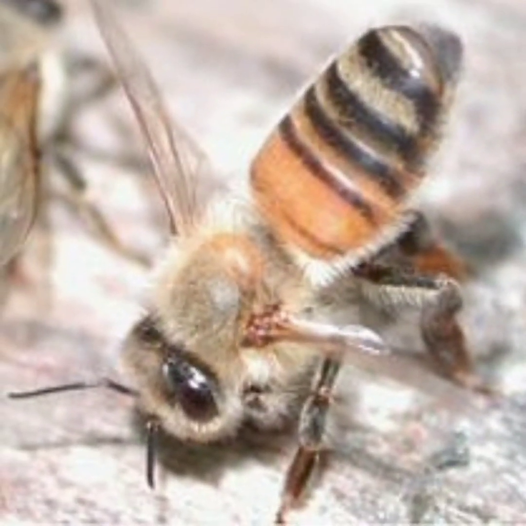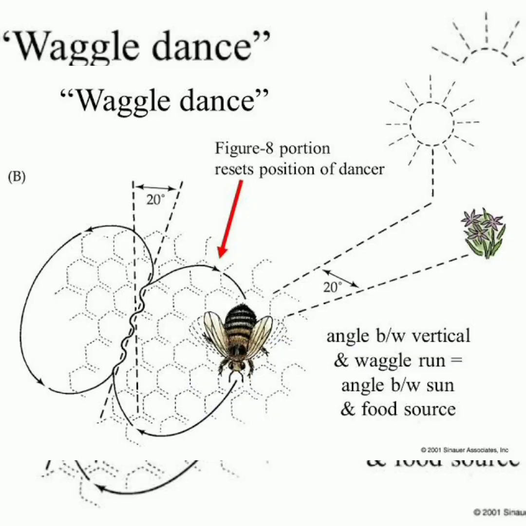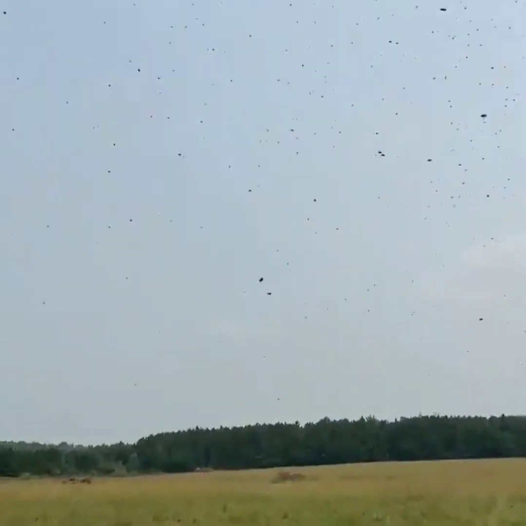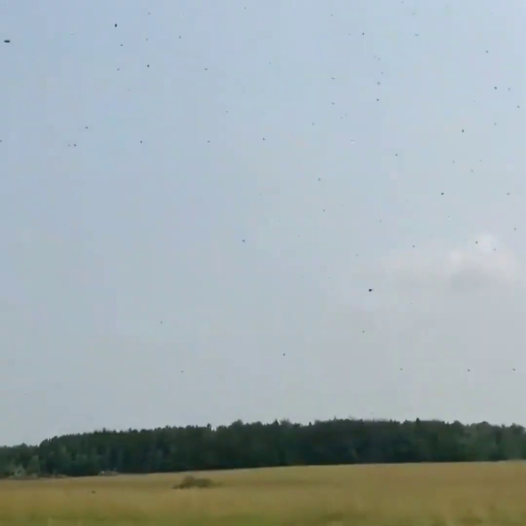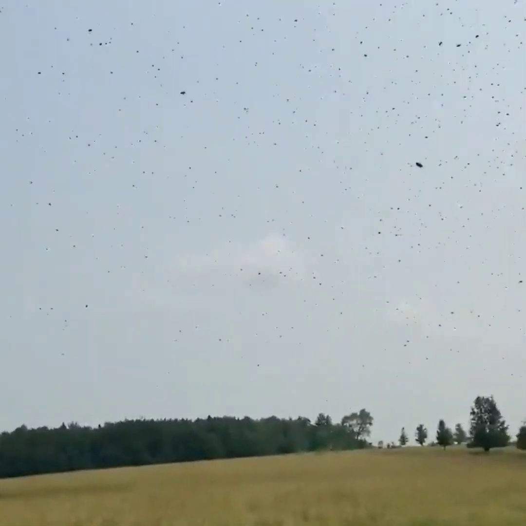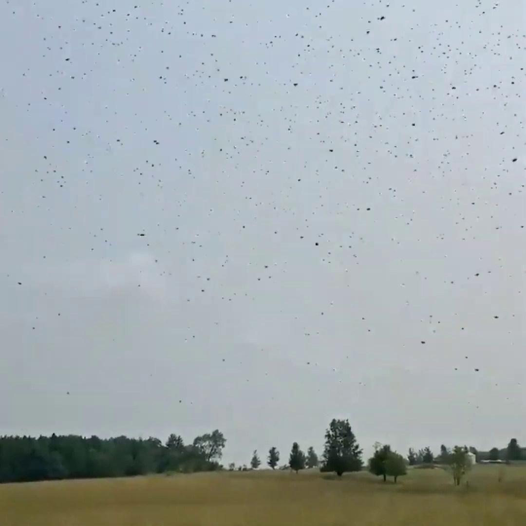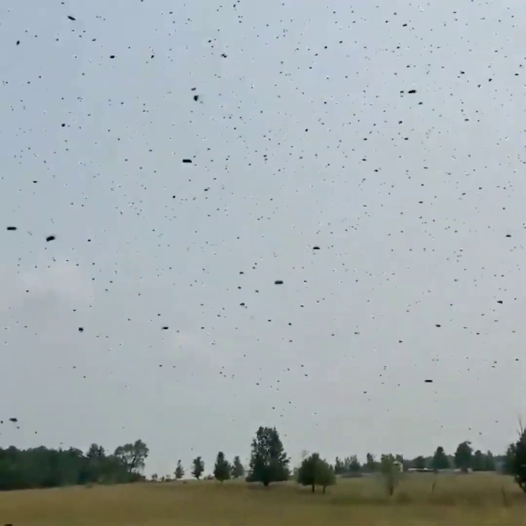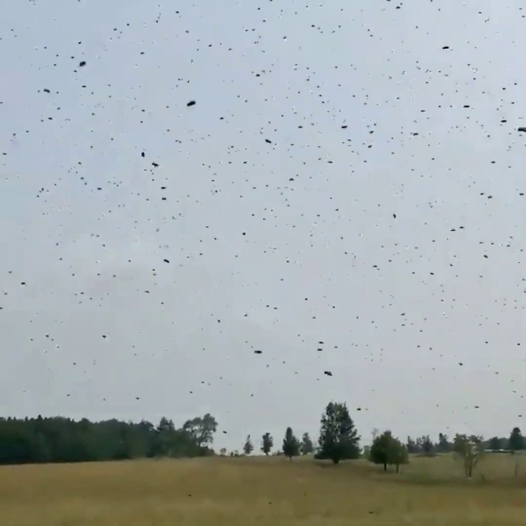For example, worker bees can communicate the location of a food source to other workers by performing a waggle dance. Reproduction: honeybee colonies reproduce by swarming, where a new queen and a portion of the colony leave to establish a new nest. Swarming is an important mechanism for colony growth and genetic diversity.